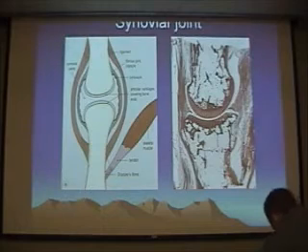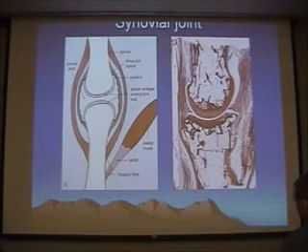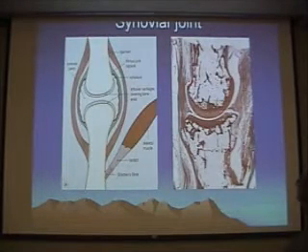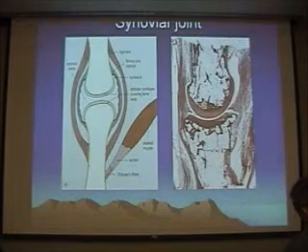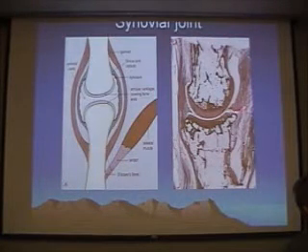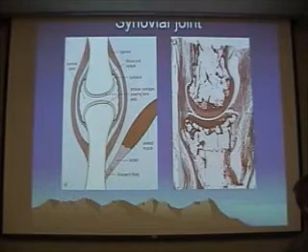To allow movement within the skeletal system, we have joints. Movable joints are synovial joints. So here we have a typical synovial joint, articular cartilage covering the ends of the bones. And then surrounding that, we have a joint capsule lined by a membrane called a synovial membrane, whose job it is to secrete synovial fluid, which acts as a lubricant for the joint.